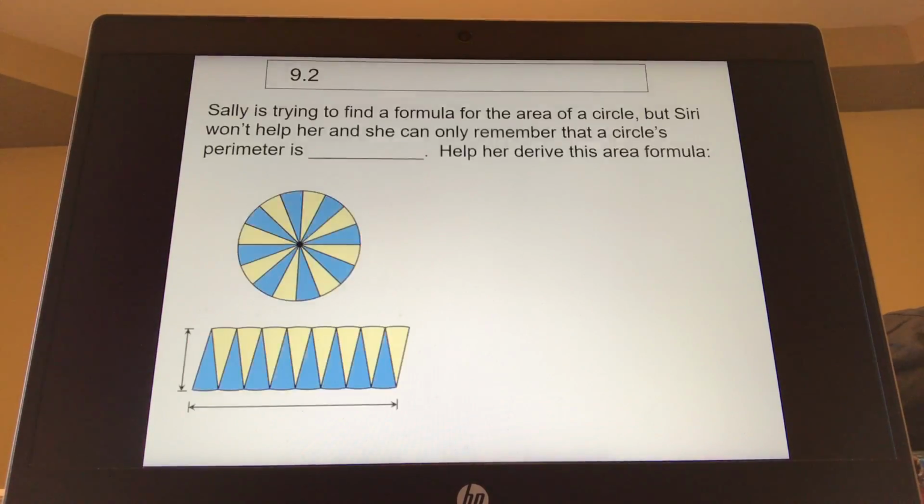All right, Math 2 folks. Hopefully your week is going well. We are approaching this second section in Unit 9. And Unit 9, again, to refresh your memory, is all about area of two-dimensional figures.